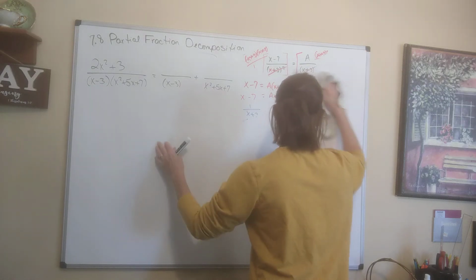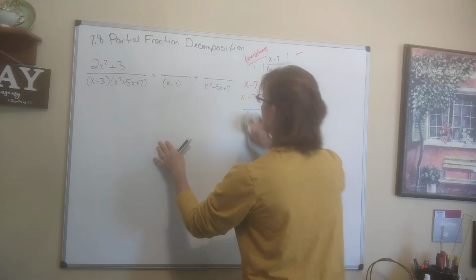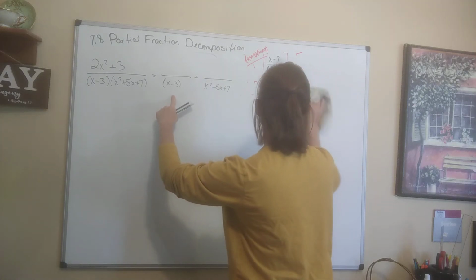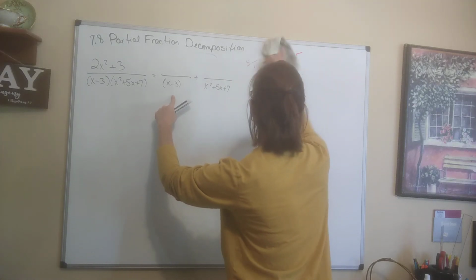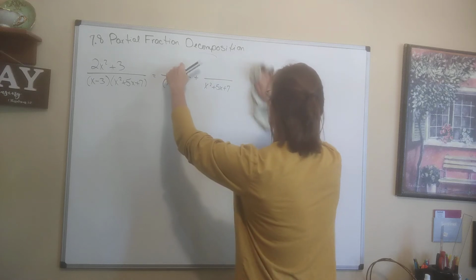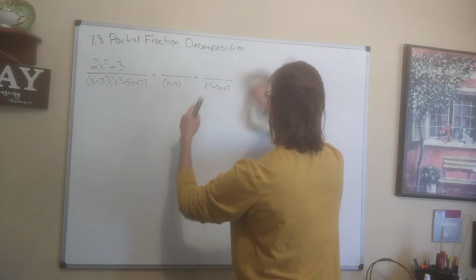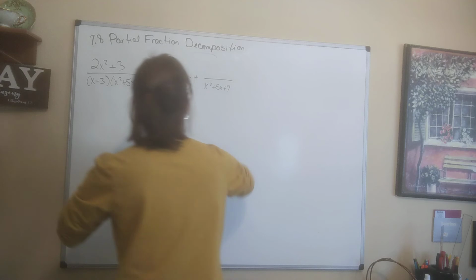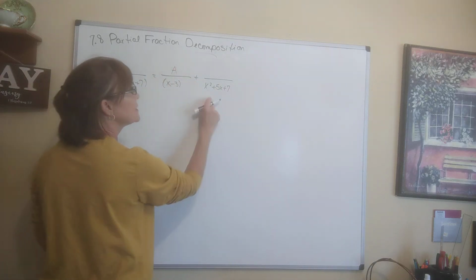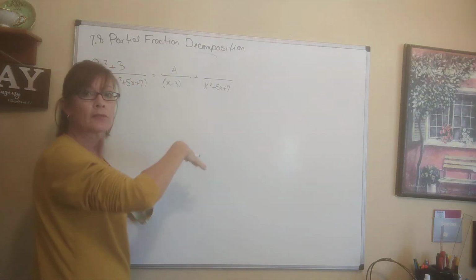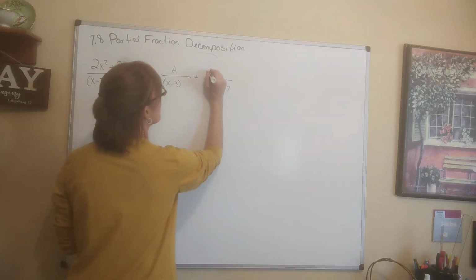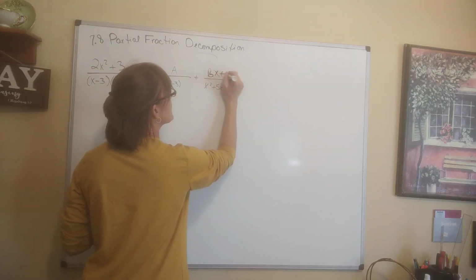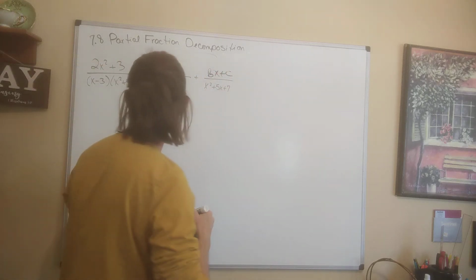So we look at the first term, x minus 3. This is degree 1. So we have to put something of degree 0, or a constant, in the numerator. I choose A. You can choose different letters if you want to. It's fine. Then, this is of degree 2. So I have to put something of degree 1, or linear, in the numerator. Bx plus C. All right, the setup's done.